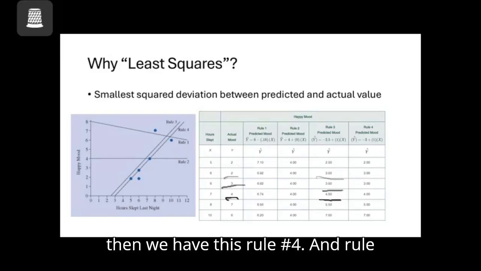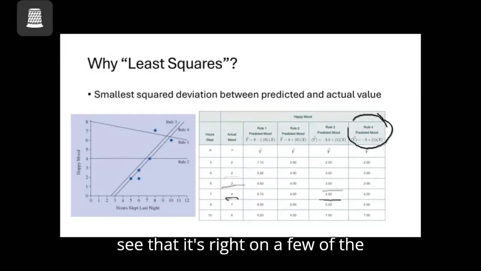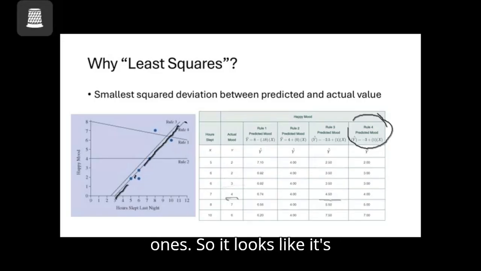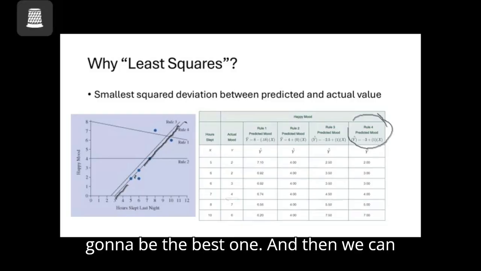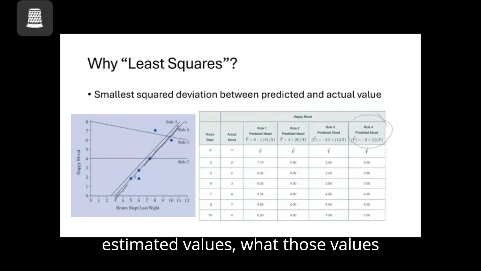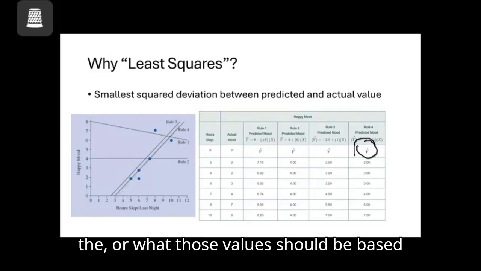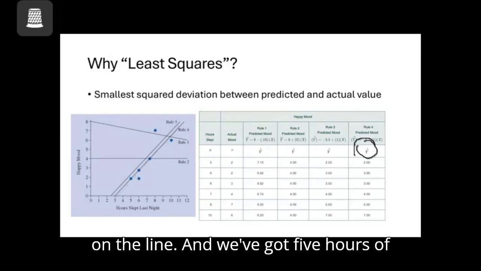And then we have this rule number 4. And rule number 4, just kind of eyeballing it, you can see that it's right on a few of the points. It's pretty close to the other ones. So it looks like it's going to be the best one. And then we can plug in our estimated values, what those values should be based on the line.